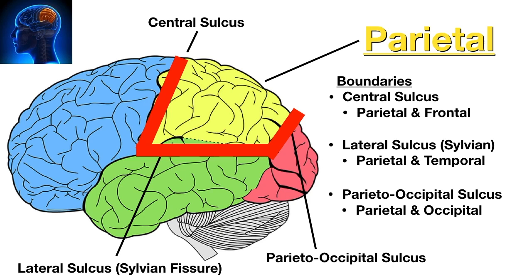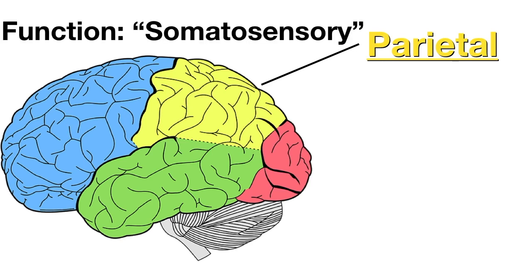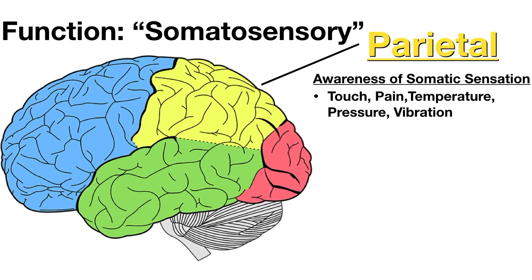And the last one we need to learn is the parieto-occipital sulcus. This is going to separate the parietal lobe from the occipital lobe, as the name suggests. Whenever you think of the overall function of the parietal lobe, think of the word somatosensory. So what exactly does this mean? Well, the parietal lobe is going to be involved in awareness of somatic sensation. This will include touch, pain, temperature, pressure, and vibration.